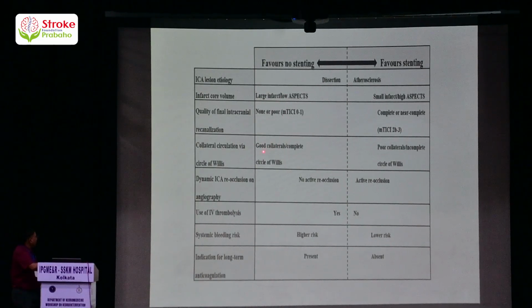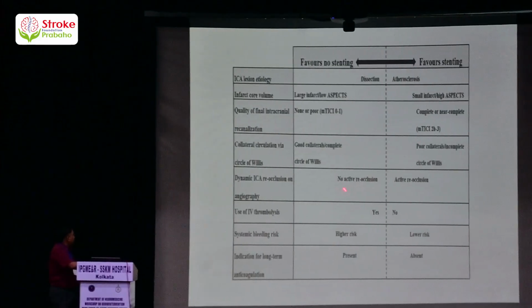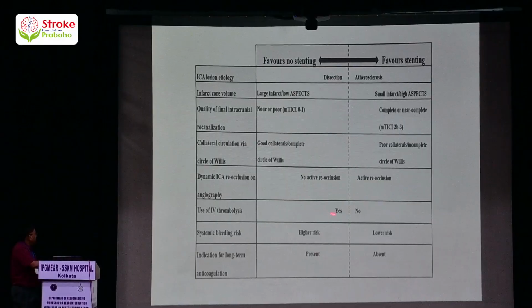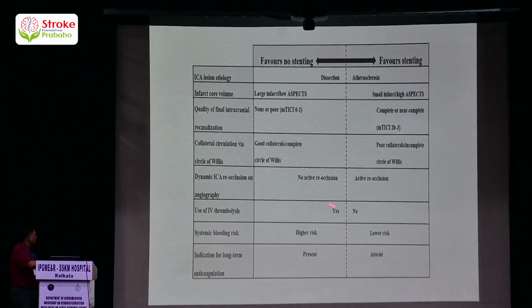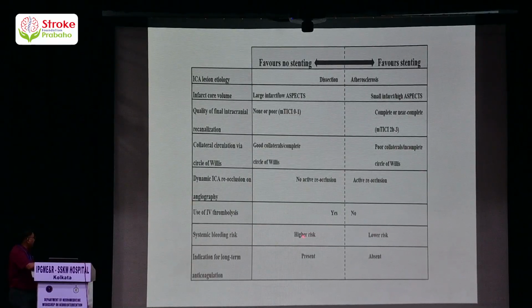Where there is no flow or poor flow, then stenting is better to be avoided. If there is good collateral or complete collateral, because the circle of Willis is good, then you can avoid stenting, because there is good collateral flow through the anterior communicating artery. On dynamic angiography, if there is no active reocclusion, then stenting is not needed. If you are using IV thrombolysis, it is better to avoid stenting, because the patient has to be put on dual antiplatelet therapy and chances of bleeding are more. If there is a systemic bleeding risk, better to avoid stenting, as stenting requires long-term antiplatelet and anticoagulant treatment.